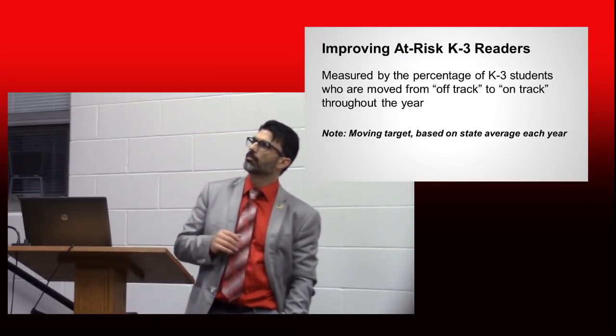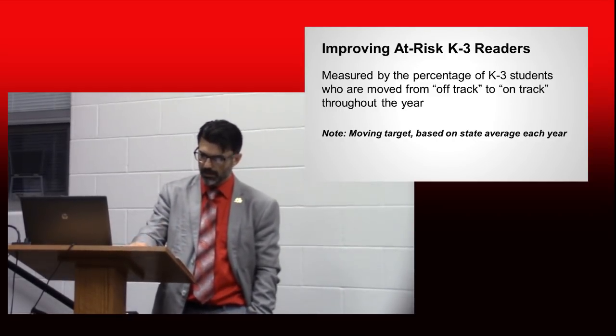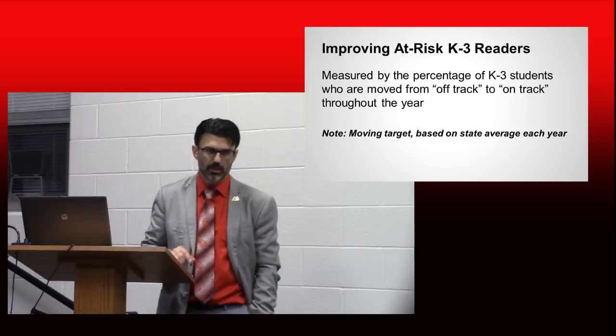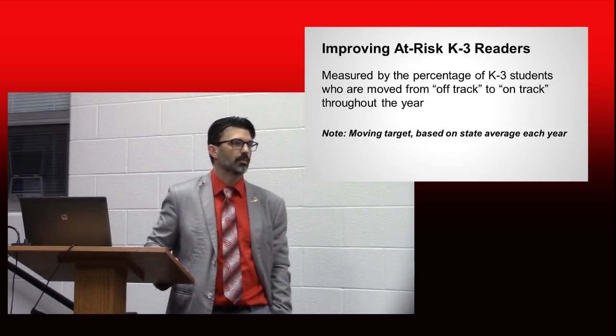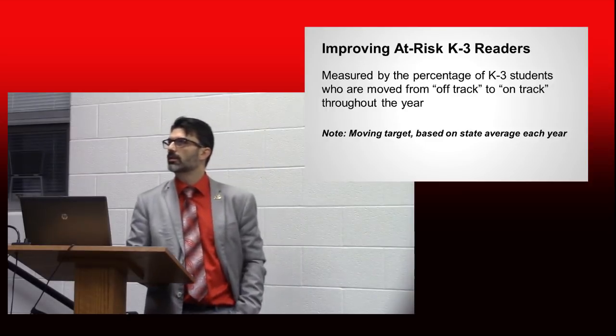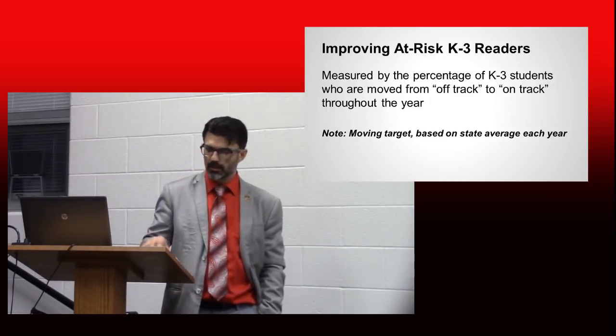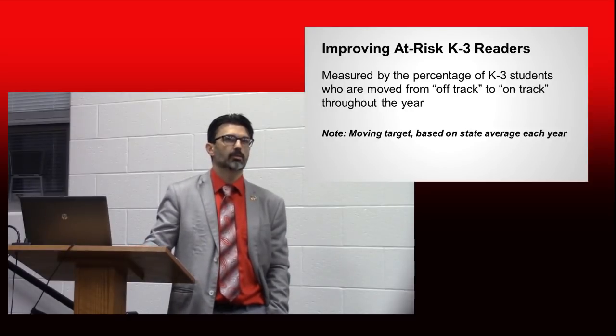The next input is improving at-risk K through 3 readers. This is a component of the third grade reading guarantee, which you may be aware of. It's a state policy that says that if a student does not achieve proficiency by grade 3 in reading, they are supposed to be retained. They're supposed to be held back.